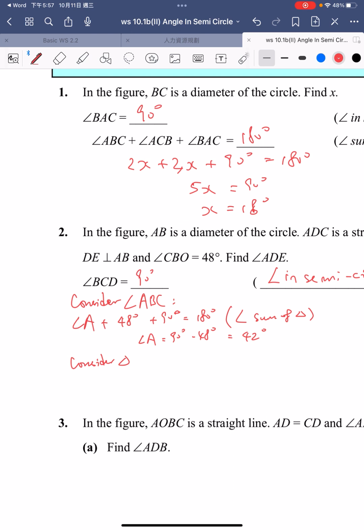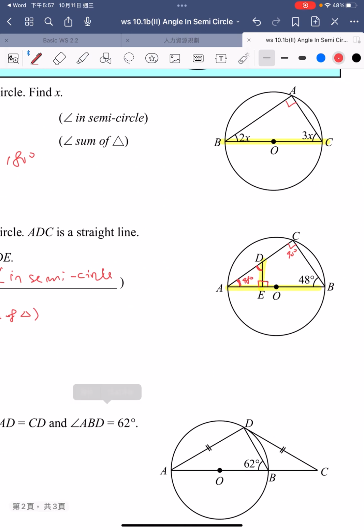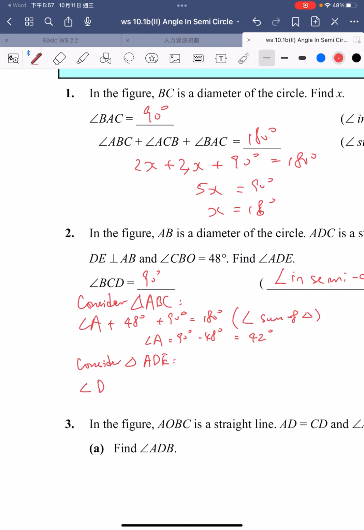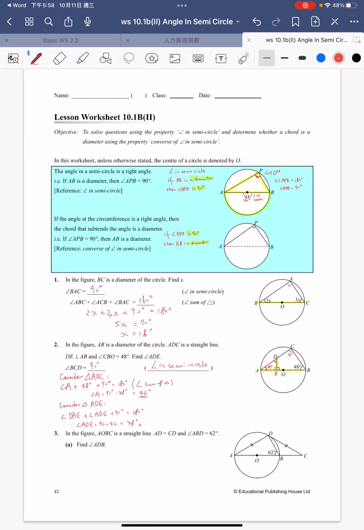Consider the triangle ADE, then we have the angle DAE plus the angle ADE plus the 90 degrees is going to give you 180. Because our angle A is 42 degrees, we substitute in to find that the angle ADE is equal to 90 minus 42, which gives you 48 degrees. So that's for question 2. Now we can look at question 3.